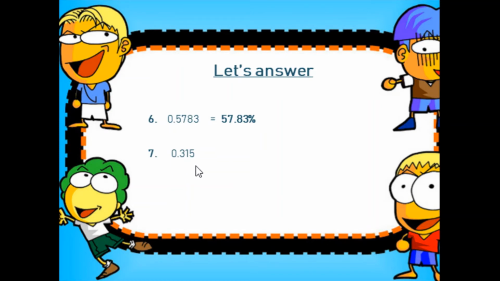Number 7. 0.315. It's already in a decimal form, just like number 6. So just move again 2 places to the right. That's 31.5%. And lastly, 0.178. 17.8%. Who got all the correct answers?